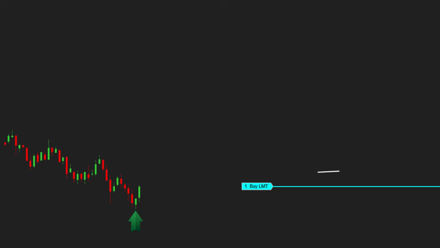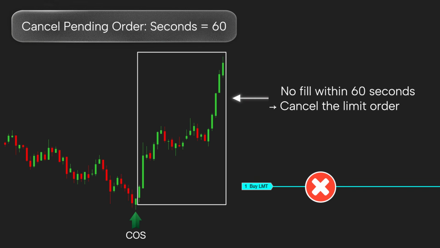Finally, cancel pending order seconds set to 60 means that if a pending order is placed but not filled within 60 seconds, the system will automatically cancel that order.